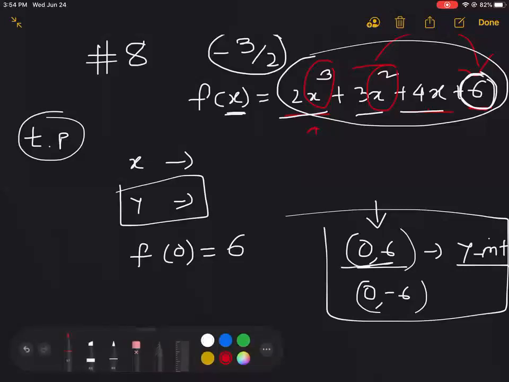Our degree is 3. That says I'll have 2 turning points.